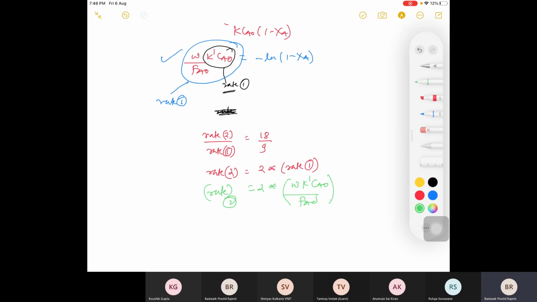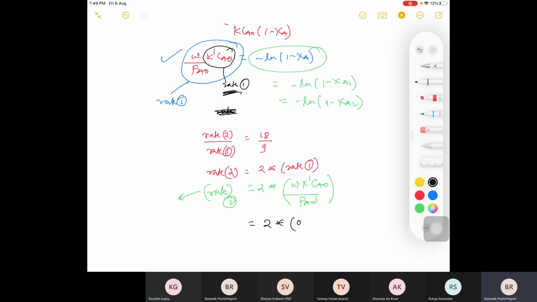The next step is, what is your rate 2? This is equivalent to this only, but here two values: minus ln 1 minus Xa 1 in the first case, and minus ln 1 minus Xa 2 in the second case. So for the first case, what is this whole rate 1? Pseudo rate 1 you can say. Just substitute Xa there. 0.99. Right? Are you getting this?